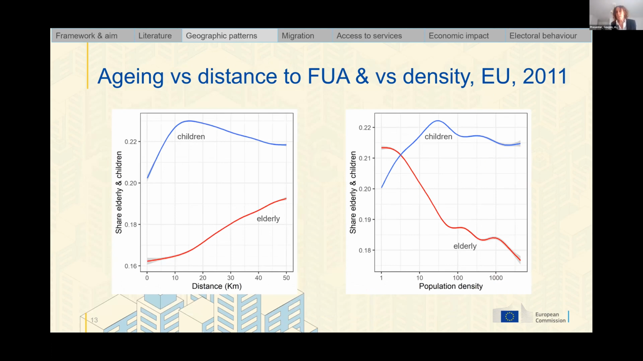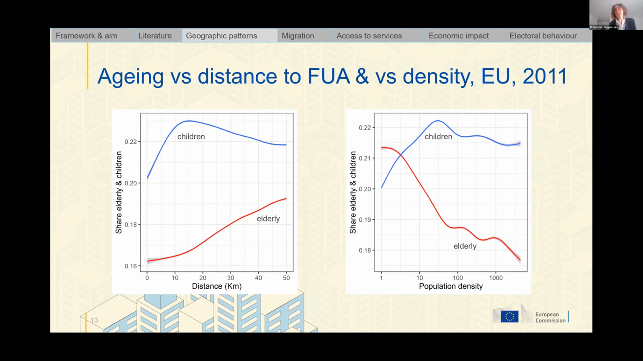These patterns can be in part explained by mobility over the life course. In this graph, for instance, we look at the proportion of elderly and of children and adolescents, below the age of 20, and how they change in 1 kilometer square cells along continuous gradients of distance from the closest functional areas, from the city center on the left-hand graph, and in terms of density on the right graph.